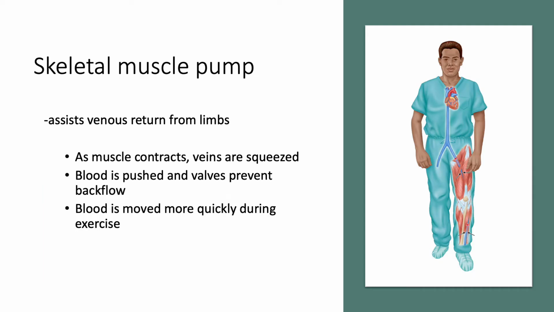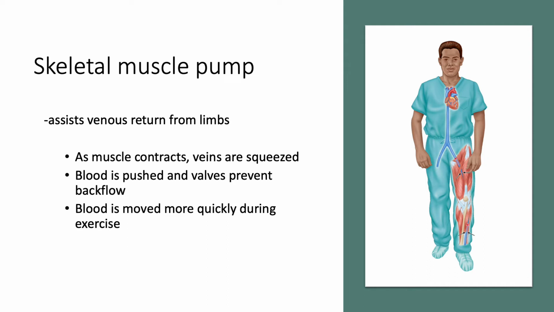While we do have that 20 millimeters of mercury pressure gradient, it's not really sufficient enough to get the blood moving through the veins back to the heart in a couple of conditions. So we need some type of assistance. And the first type of assistance we're going to talk about is called the skeletal muscle pump. And this assists in venous return from our limbs.